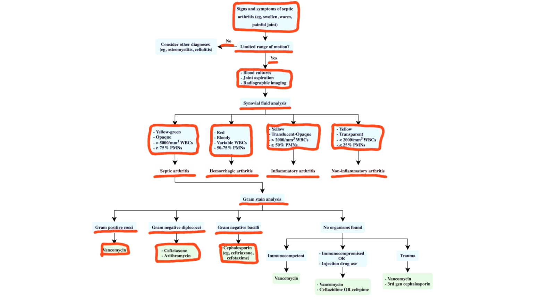However, sometimes the gram stain shows no organisms. In these cases, certain elements of the patient's history need to be assessed prior to initiating empiric antibiotic therapy. If the patient is immunocompetent and there are no other confounding factors like trauma, then vancomycin is provided. If the patient is immunocompromised or there is evidence of injection drug use, then vancomycin plus ceftazidime or cefepime are initiated. If septic arthritis is due to trauma, then vancomycin plus a third-generation cephalosporin are initiated.